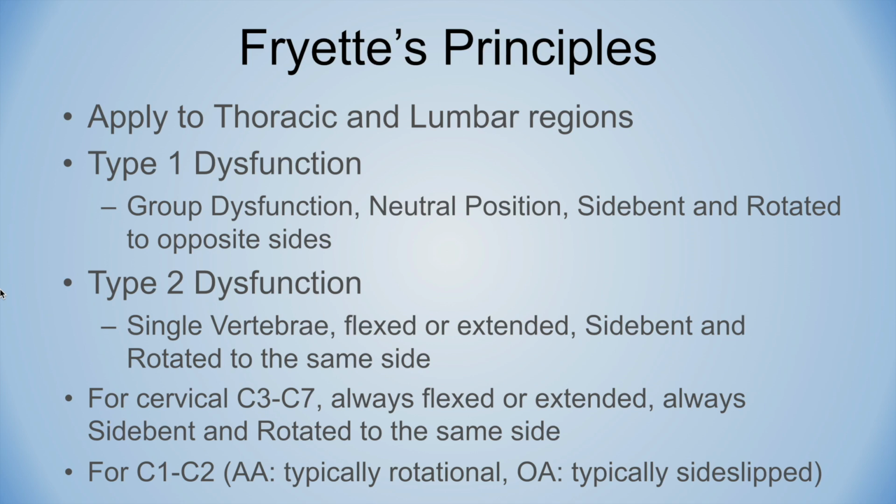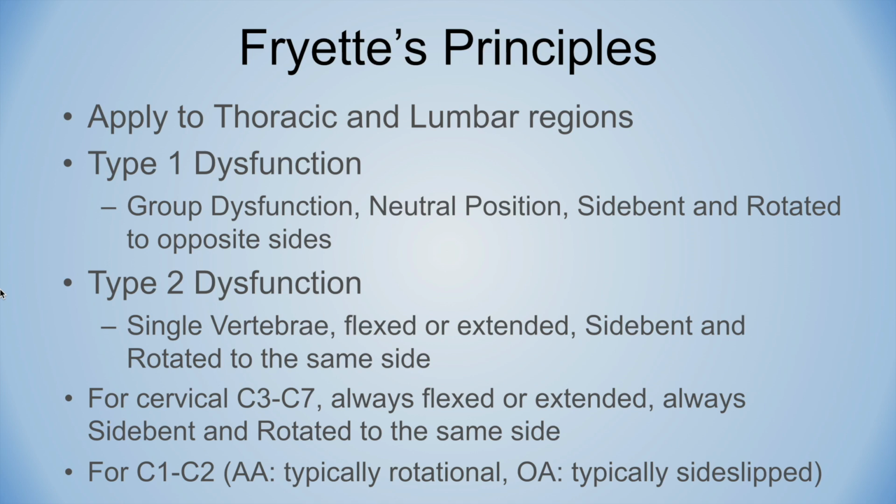And that's in comparison to a type 2 dysfunction, which is typically a single vertebrae. And it typically is going to be flexed or extended, not a neutral position. And these are going to be side bending and rotating to the same side. So if a single vertebrae is dysfunctional, you might feel again that that right transverse process is more prominent, so it's going to be rotated to the right. And then you know that it's also side bent to the right because based on Fryette's principles, a single vertebra with a right-sided rotation is going to have a right-sided side bending.